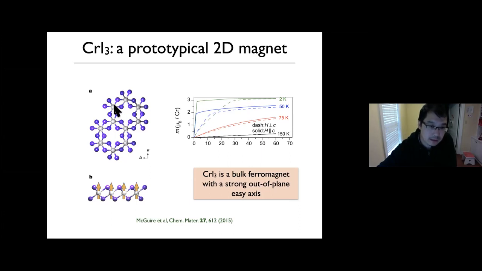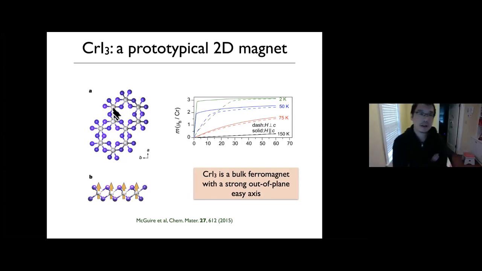This white atom here is chromium. You can see that it forms this honeycomb lattice. And then each chromium has an iodine cage surrounding it. So the local symmetry is actually cubic, but the z-axis is in the 111 direction.